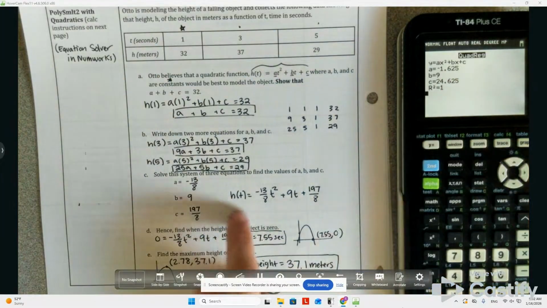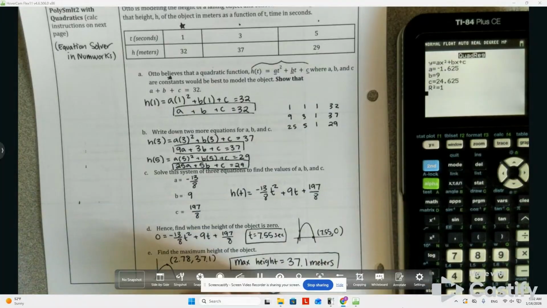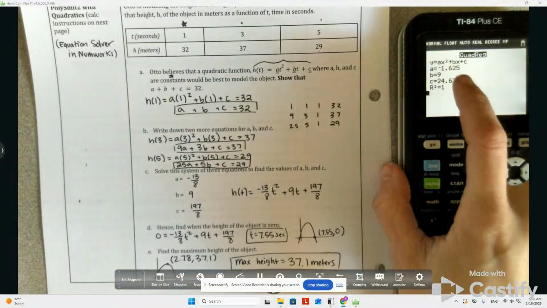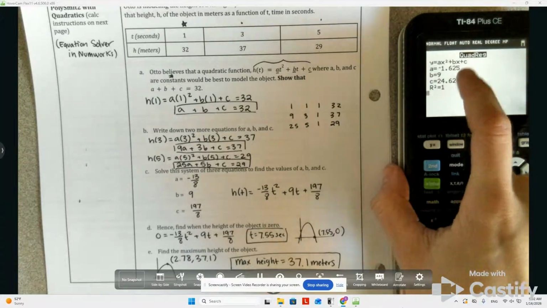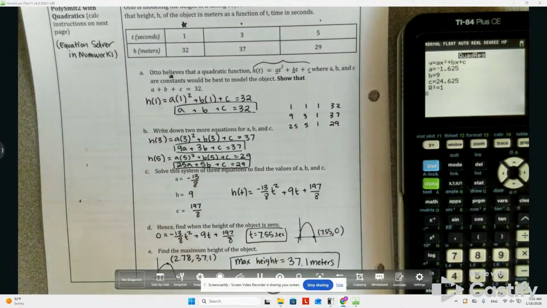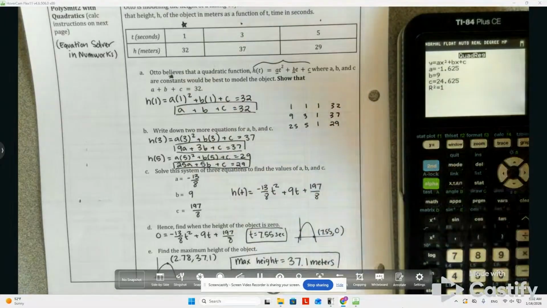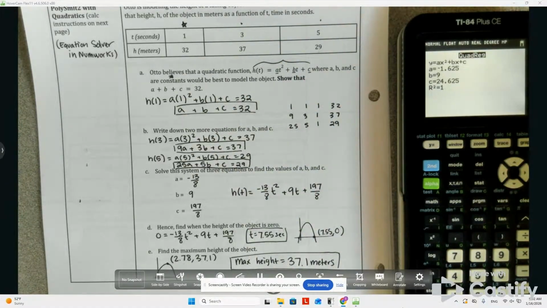These are the exact same values as this, it's just that here they're in decimals instead. And we'd substitute A in for A, B in for B, and C in for C, and we'd have a quadratic. So if we didn't need to show our work on that one, we just needed to find a matching quadratic, QuadReg is the way to go for that.